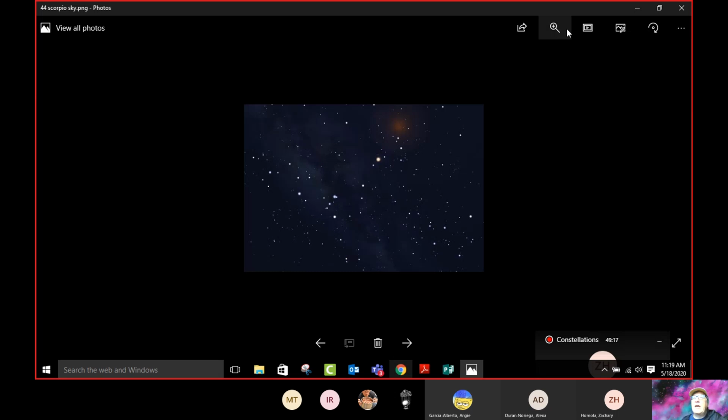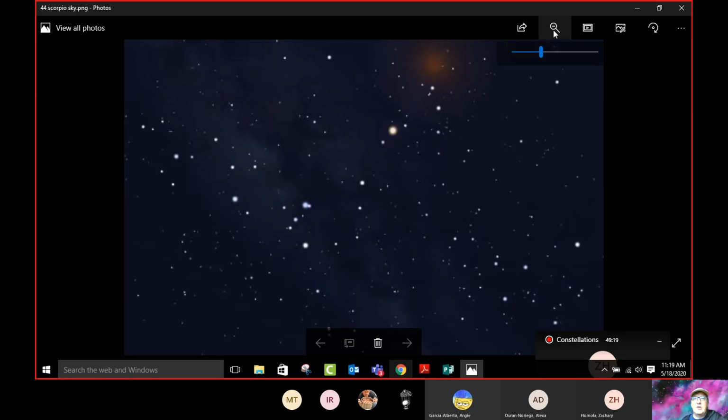And here it is without any hints of what it looks like. So here we go. It's curling around here. Here's the tail, curling around. Here's the bright Antares, and then its claws are going to be up here with the Milky Way visible in the background.